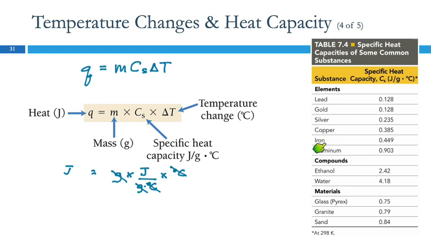So this is a short list of some specific heat capacities of common substances. We've got elements, these are all metals. We've got a couple of compounds, and then some materials, glass, granite, and sand. And we see that water here has a specific heat capacity that's much larger than the rest of these. A lot of these metals are down below 0.5, and here's water above 4. That's a lot larger. You do not need to memorize any of these.